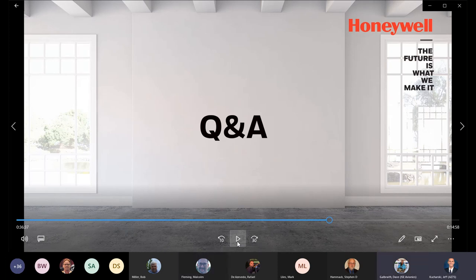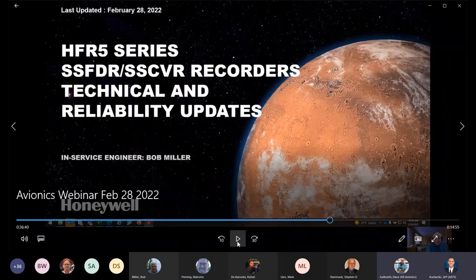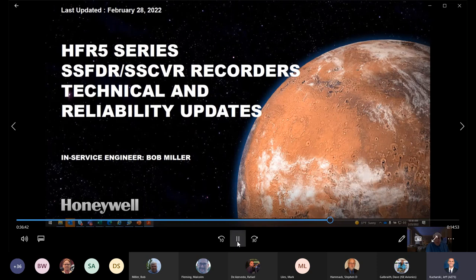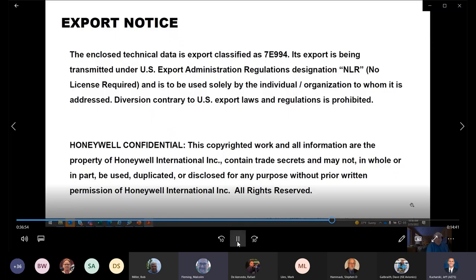Okay, let's move on to the next topic, which is the flight data recorder and cockpit voice recorder. We're going to discuss the technical and reliability updates for the HFR 5 series of solid state flight data recorders and solid state cockpit voice recorders. Export control notice: the enclosed technical data is export classified as 7E994, no license required.